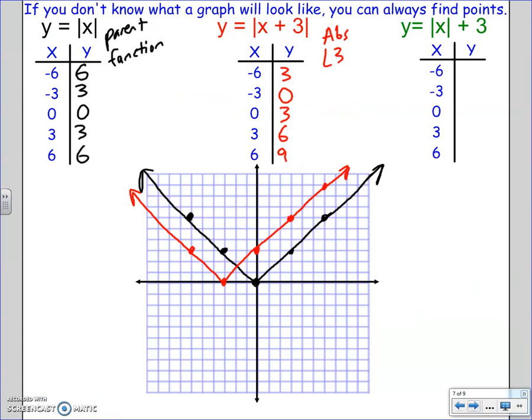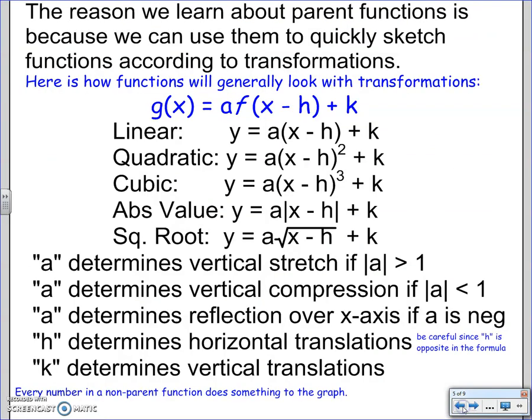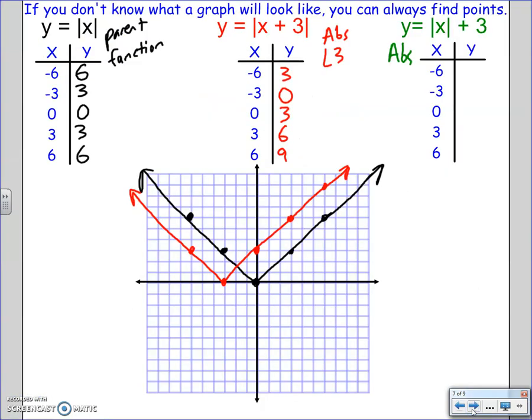I have this last one. This plus 3 is outside. I'm going to tell you that's a k value. Its type is absolute value, but it's k. K does up and down. So if I go here, here's where we're at right now. Plus 3 on the outside makes the whole graph 3 higher than the parent. So it should be absolute value, but it's up 3.